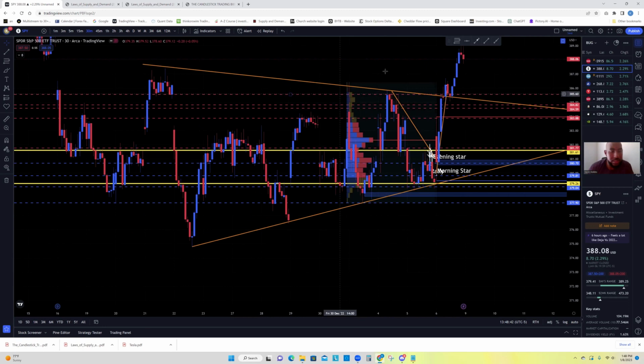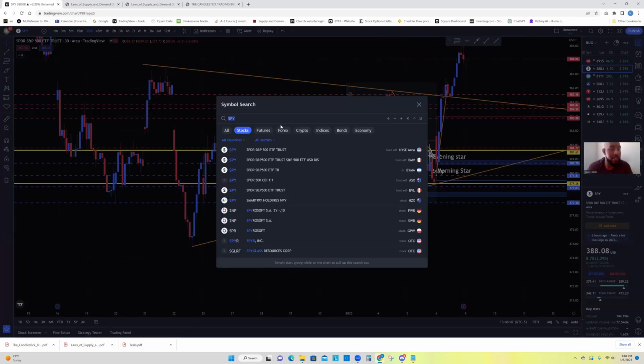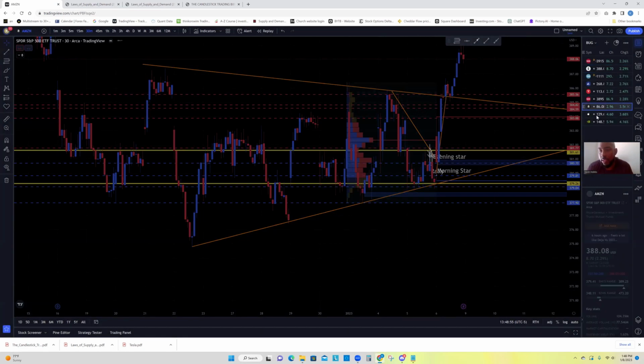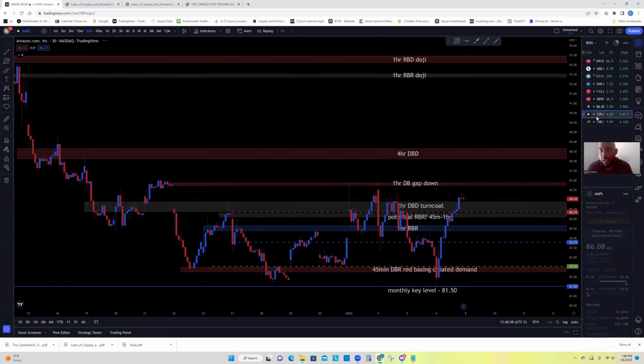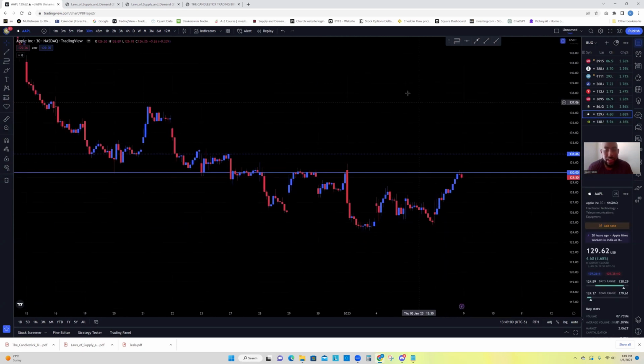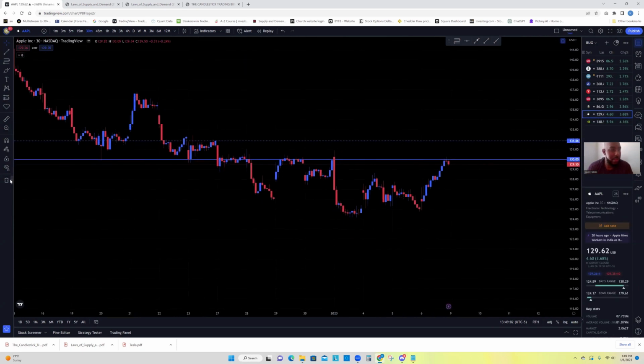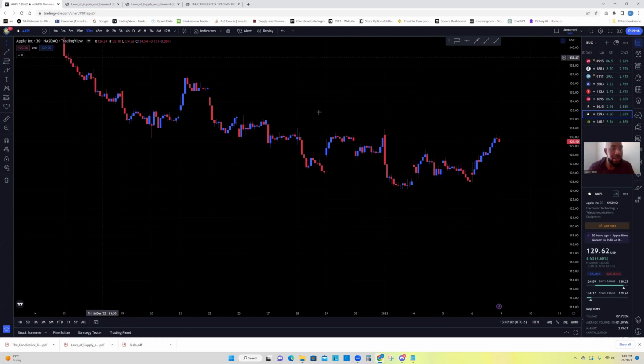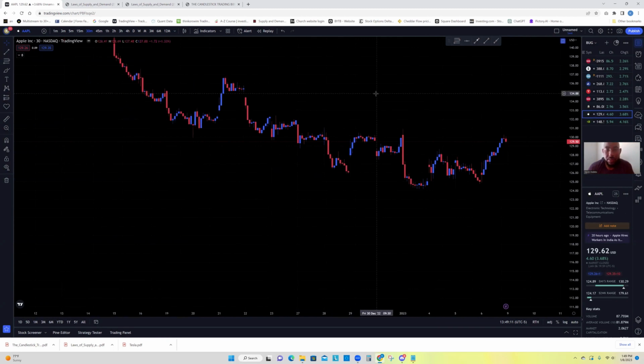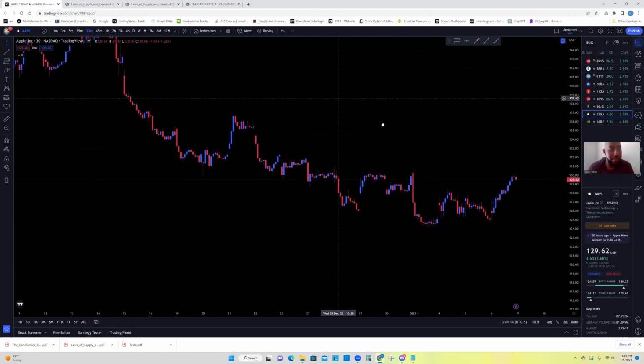Let me go to a stock that I don't have all these lines on. Do I have lines on Amazon? Yeah, Apple. I don't really have much on Apple, so I could delete these drawings. I only have 3. All right, so here we go. Now we're on a 30-minute chart, so let's see if we can point out some areas of supply and demand.